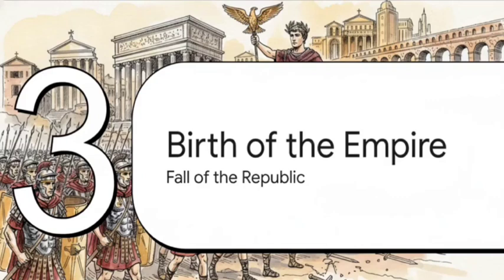Which brings us to Section 3, Birth of the Empire. Let's see how this relentless expansion builds into the spectacular collapse of the very republic they fought so hard to protect. 23. That's the exact number of times Julius Caesar was stabbed by paranoid senators.